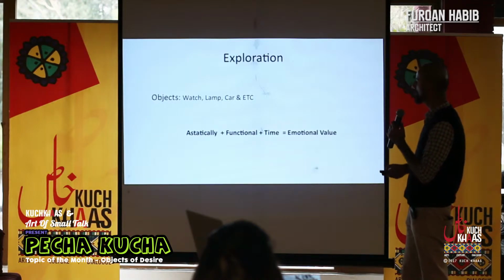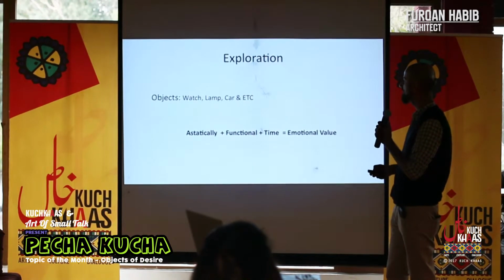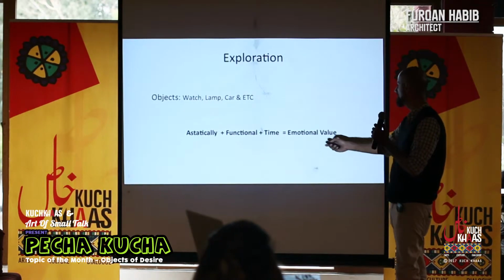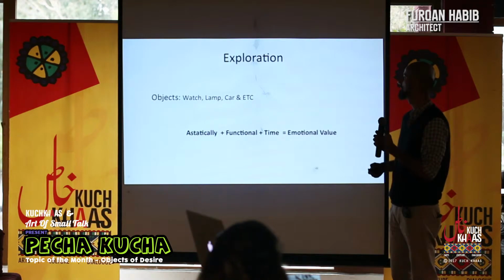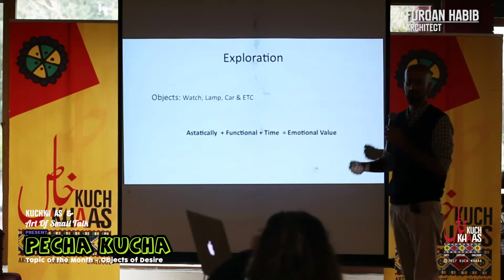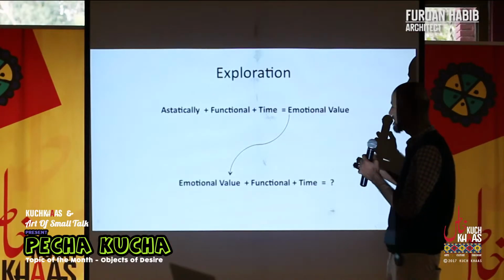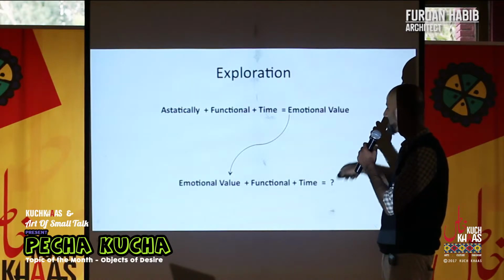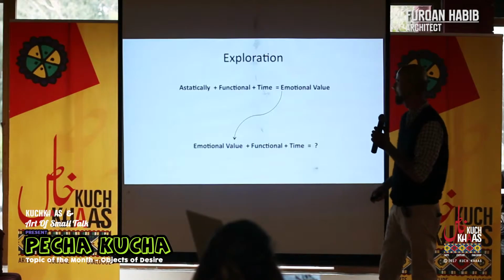So what am I trying to do over here? What I did for the past few years is this: if you look at objects, over time they acquire emotional value, like the watch given to you by your grandmother, or the lamp that you bought, or the car that you bought. Over time it acquires a certain kind of value for you. So I thought, how can we reverse this whole thing? Instead of ending up with some emotional value, how about we start with what we end with?